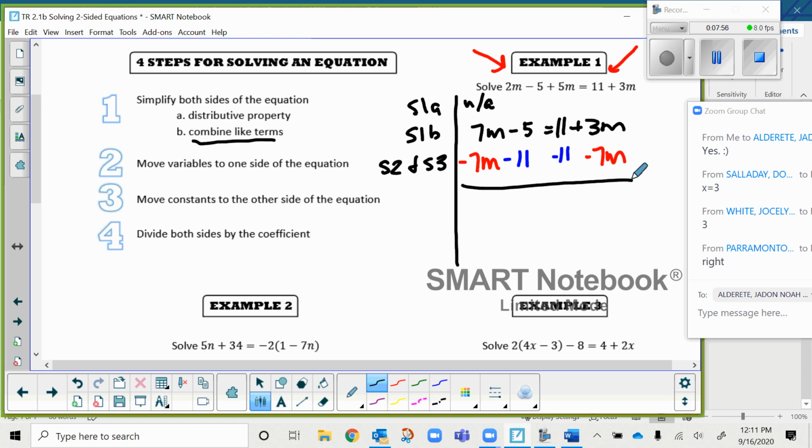On the left, the m's cancel because I moved it over. And now I have negative 5 minus 11 on the left, which is negative 16. And then on the right, the 11's cancel because I moved it over. And now I have 3m minus 7m, which is negative 4m.